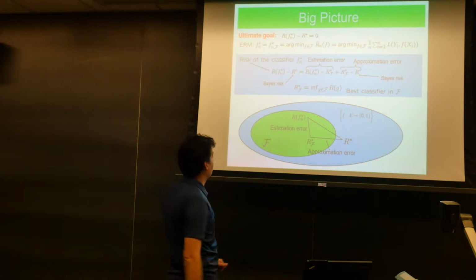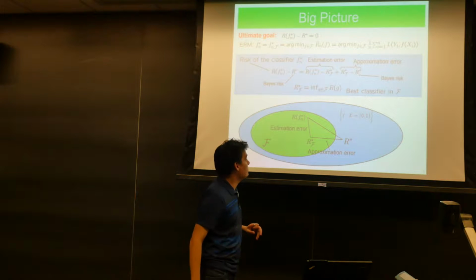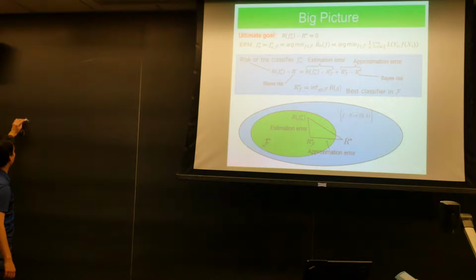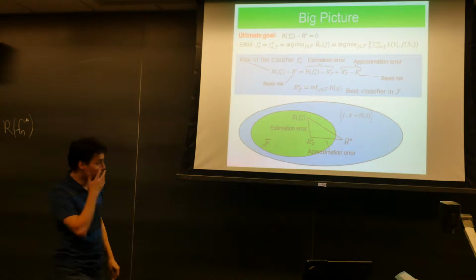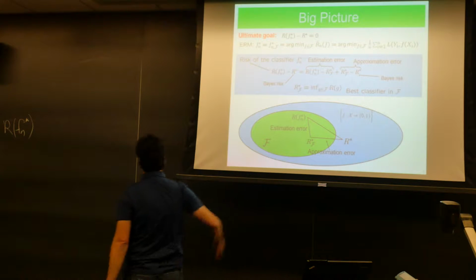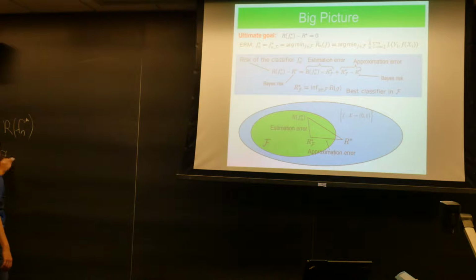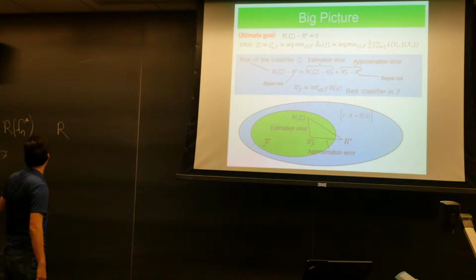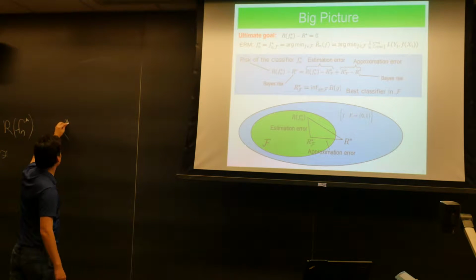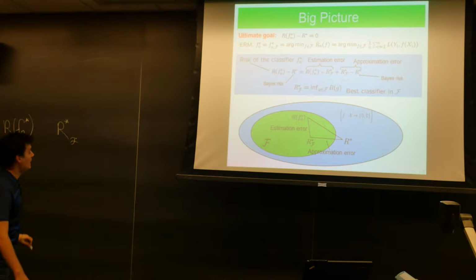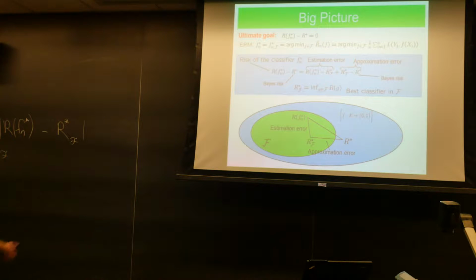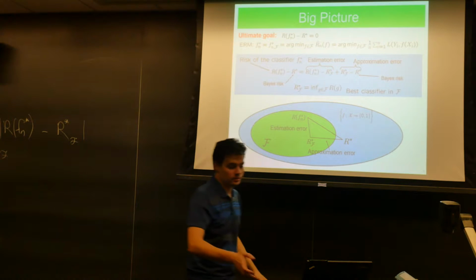So, as we discussed last time, the empirical risk minimizer provides you a classifier f_n star. This has a true risk of R(f_n star). And we already predefined the function class F. The best possible risk on this function class F is R star F. And our goal was to upper bound this difference between the two risks, and that's what we call estimation error.